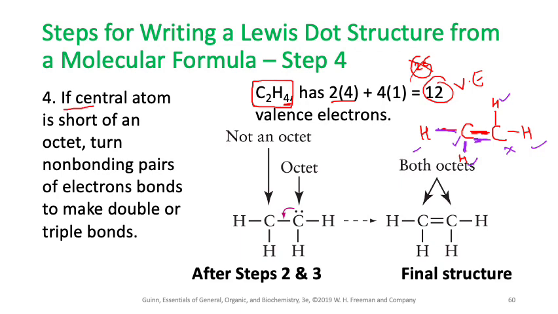If the central atom is short of an octet, turn a non-bonding pair or a lone pair into a double or triple bond. That we did in this structure. I used a lone pair, or non-bonding pair, to make a double bond to fill out the octet for the second carbon. So remember this rule too.